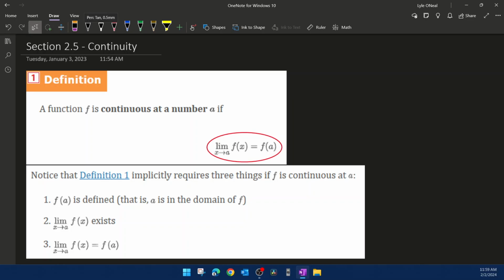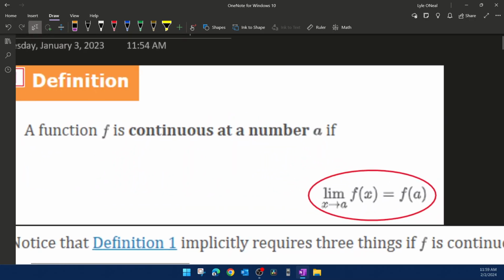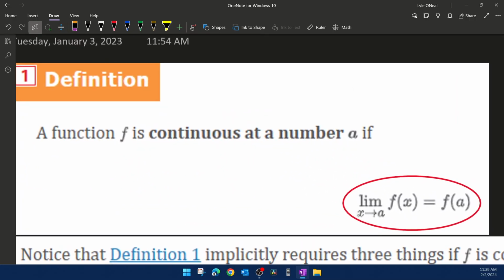Let's get started. The first thing we have is the definition of continuity. If we could zoom in on this definition so you can see it clearly. It says a function is considered to be continuous at a number a if, and then notice what the requirement is. The limit of the function as x approaches a has to equal the function value.